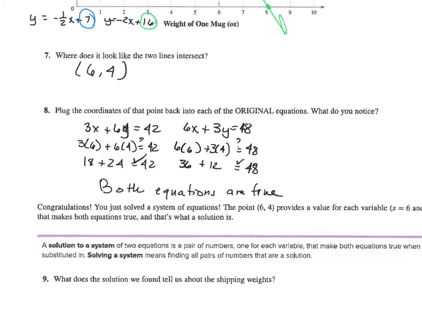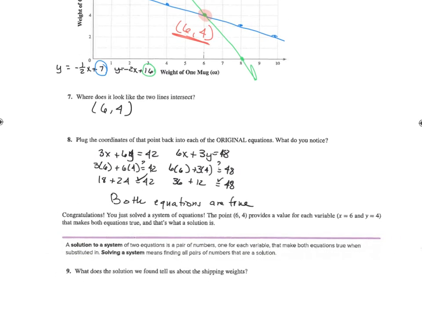Congratulations, you just solved a system of equations. The point (6, 4) provides a value for each variable, x equals 6 and y equals 4, that makes both equations true, and that's what the solution is. A solution to a system of two equations is a pair of numbers, one for each variable, that make both equations true when substituted in.